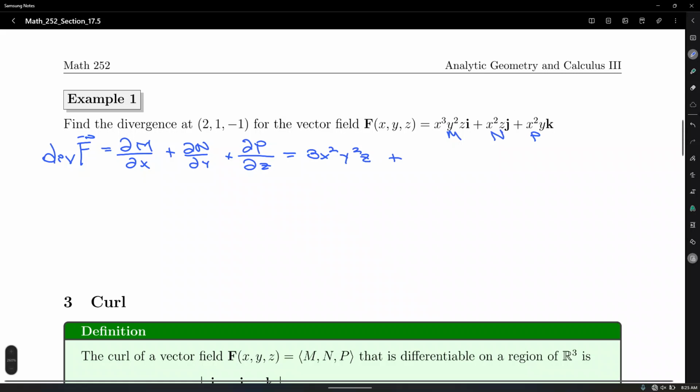plus the partial of the component n with respect to y. Well, do you see there's no y's? 0, plus the partial of the p component with respect to z. Do you see there's no z's? 0, right? So the divergence of f will be simply 3x squared y squared z. Well, so that's the expression to calculate the divergence, which again is a rate of change of compression and expansion. That's what it means.